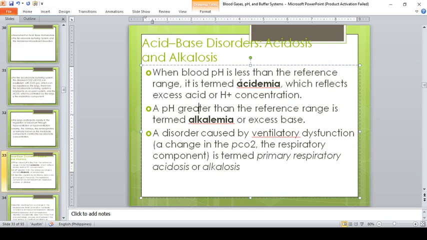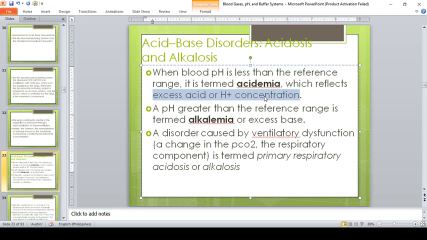Acidosis and alkalosis. When we say acidemia, the blood pH is less than the reference range. So with acidemia, what is the concentration of hydrogen ion? Is it high or low, increased or decreased? That is increased: excess or increased acid or hydrogen ion concentration. Because of the negative log, it is inversely proportional to pH. When your pH is low, it means the hydrogen ion concentration is high or in excess. When your pH is high, it means your hydrogen ion or acid concentration is low.